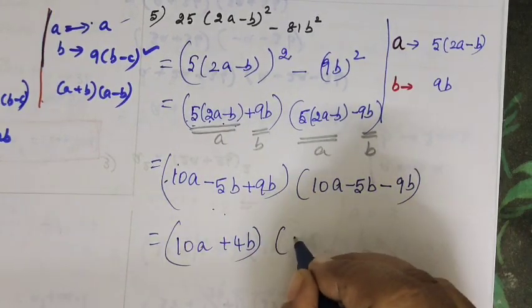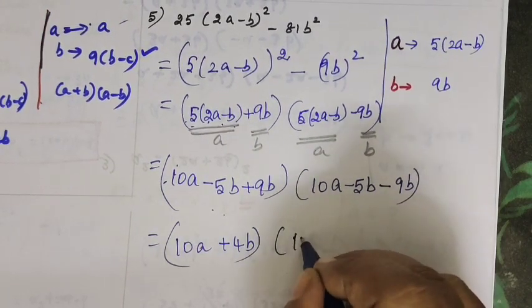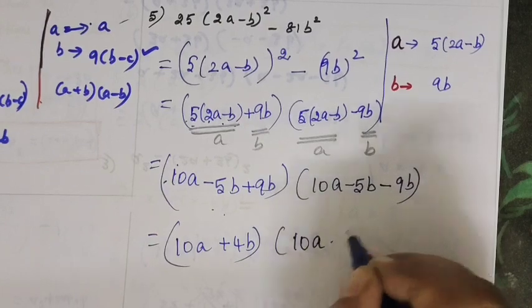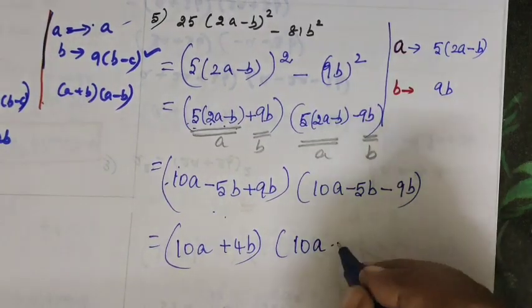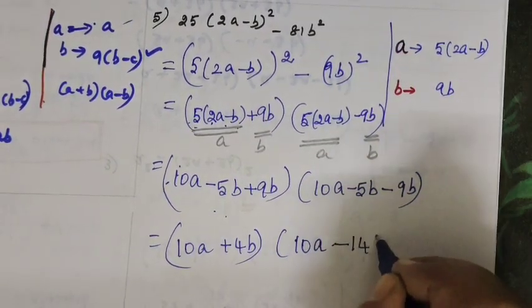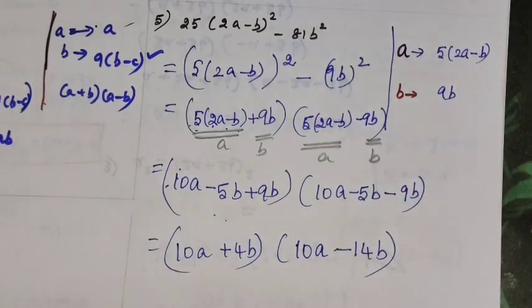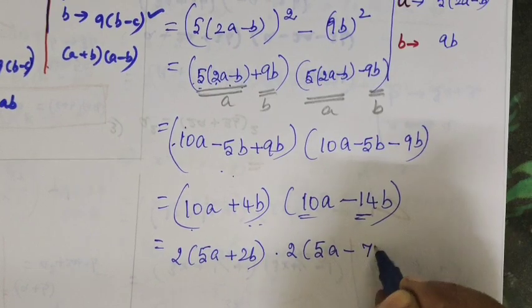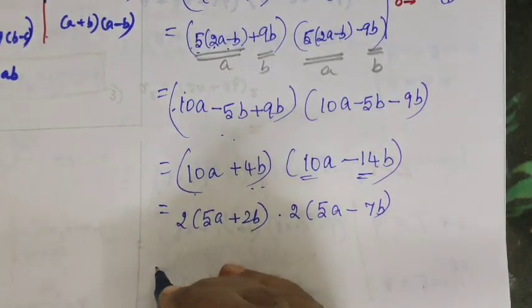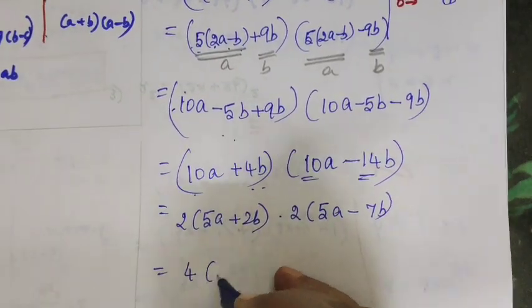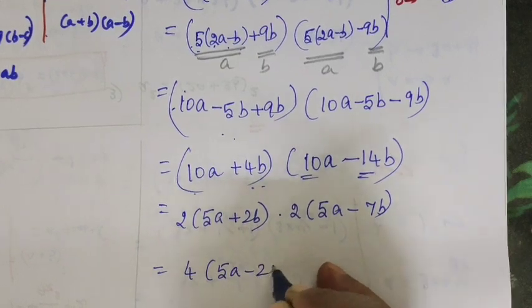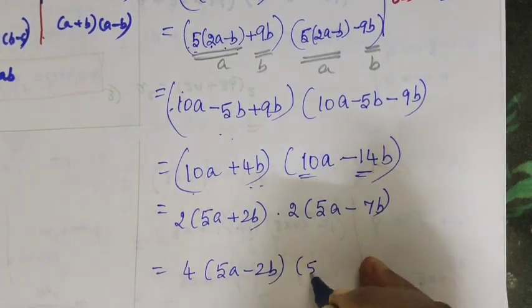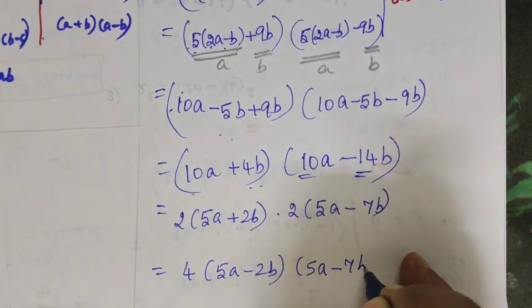Then 10a minus 5b minus 9b minus 14b. So 5a minus 7b. So equal to 2 2s are 4, 5a minus 2b, 5a minus 7b.